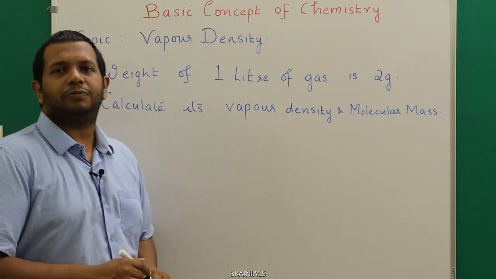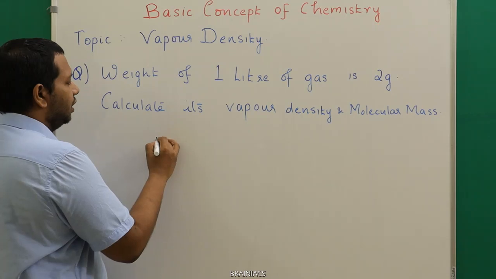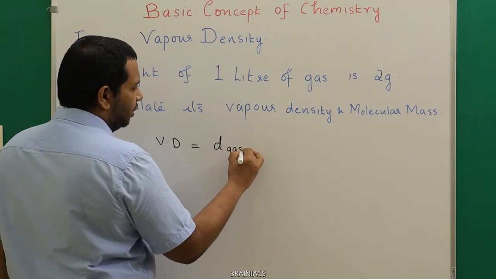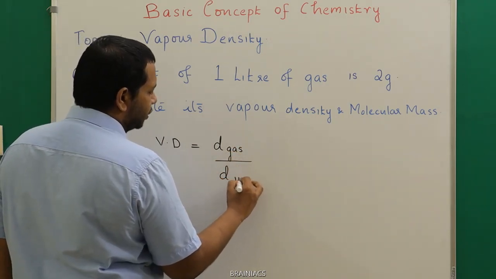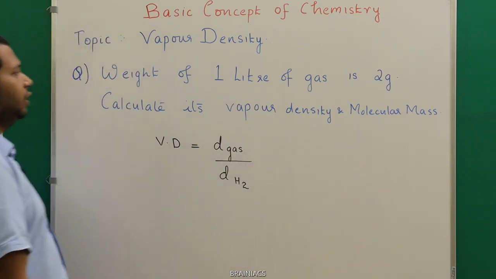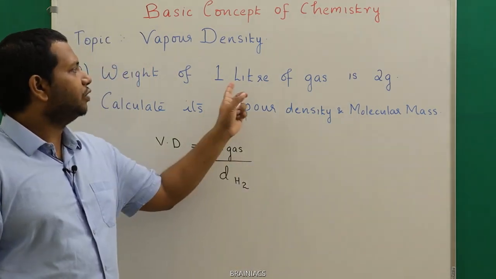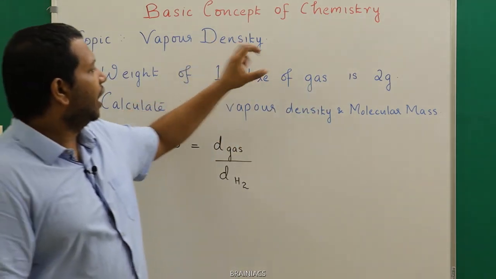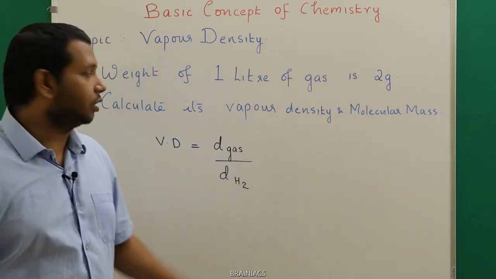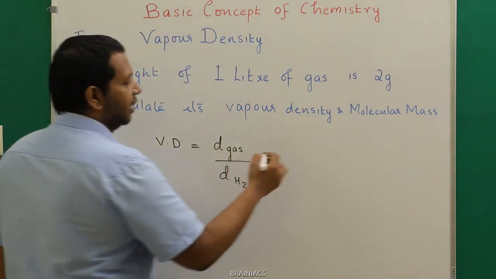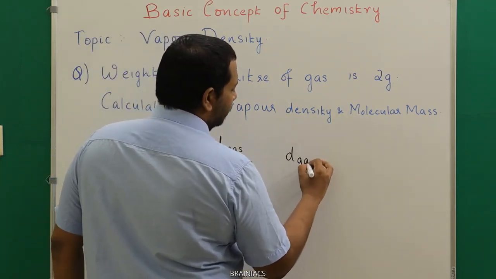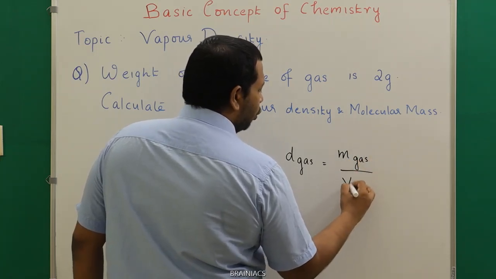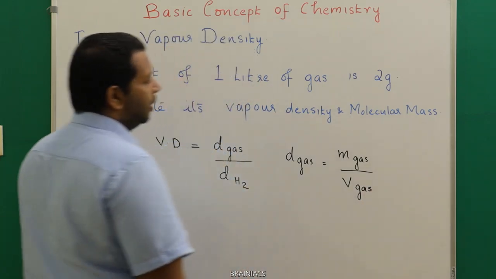So we know from our fundamental definition, vapor density is equal to density of the gas divided by density of the hydrogen gas. Correct. So here in this question they have mentioned weight of 1 liter of a gas is 2 gram. So we know volume and we know the mass. From that we can find out the density of the gas. So density of the gas is equal to mass of the gas divided by volume occupied by the gas. Correct? M by V, mass by volume.